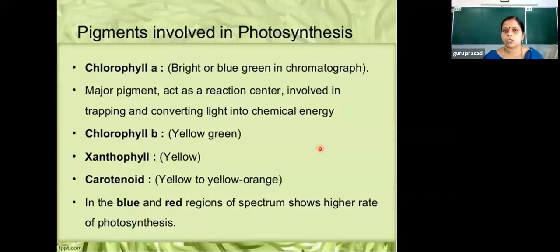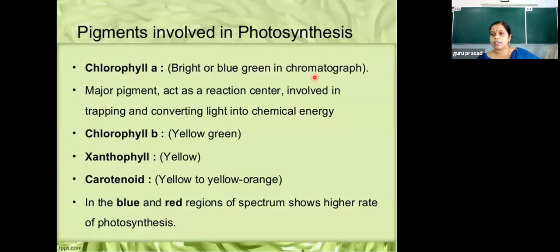Okay, next, what is there in this chapter? The main thing we have to know in this is the pigments involved in photosynthesis. The main pigments involved in photosynthesis are classified into varieties of types. The major pigment is chlorophyll a, which appears bright or blue-green in chromatography.